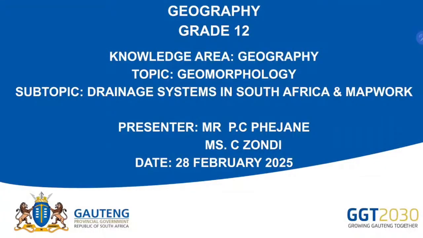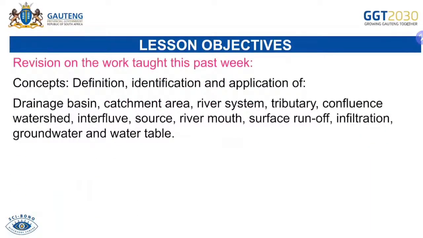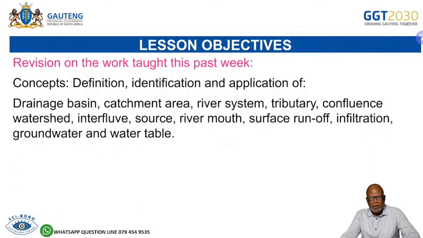Today's subtopic will be drainage systems in South Africa plus a map work. Our lesson objectives are just like we have always said. You must know the definitions, identification, and application of your content. We will be looking at the drainage basin, catchment area, river systems, tributary, confluence, watershed, interflow, source of the river, mouth, surface runoff, infiltration, groundwater, and water table.